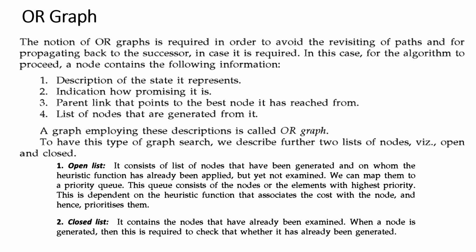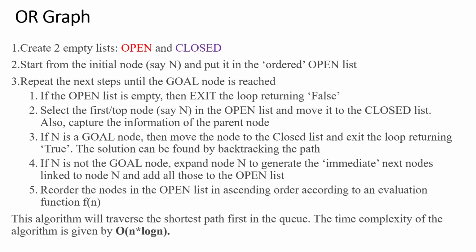So next we'll be seeing the OR graph with open and closed lists in the searching algorithm technique. So already we know about it. The open list contains the nodes that have been generated but not yet examined. The closed list contains the nodes that have already been examined. So this can be maintained with a priority queue, and the nodes are ordered according to their evaluation functions.